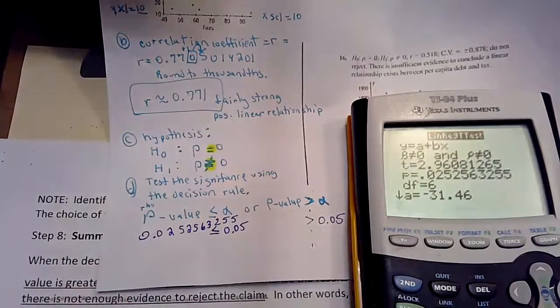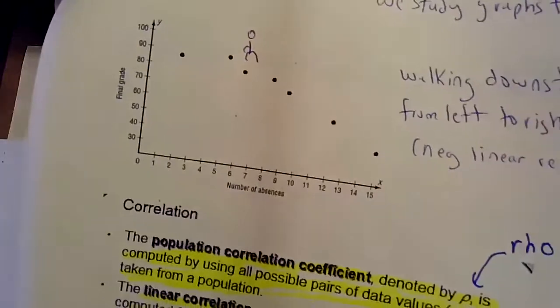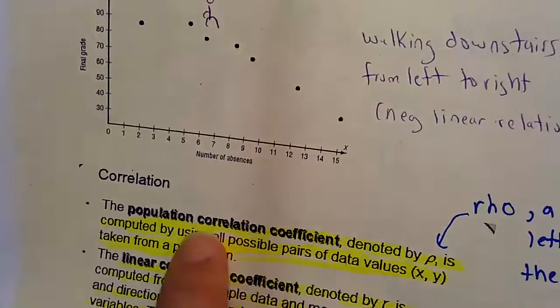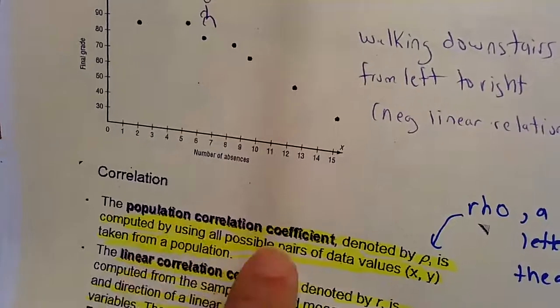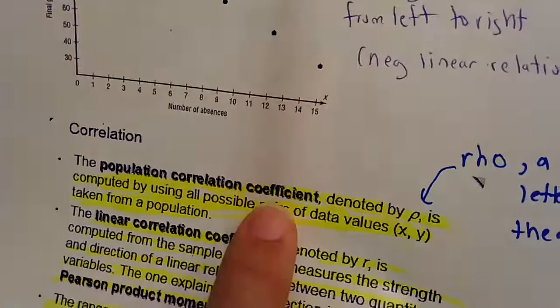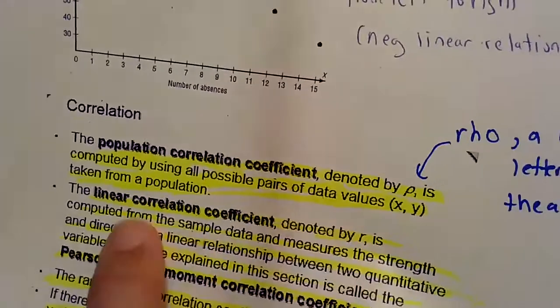Now, I know that's really long. So when you take your quiz, it should ask for the probability value. And so, let me write that in here. We also saw this here in our workbook. They might call it the population correlation coefficient. And R is the linear correlation coefficient.